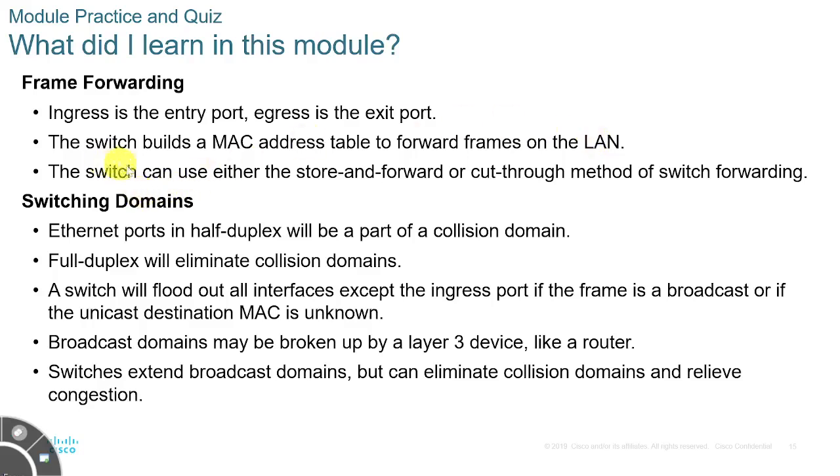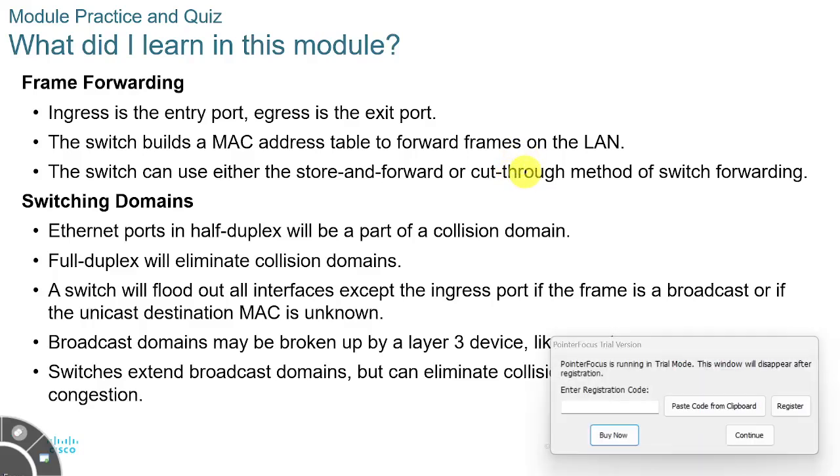And also the switch can use either the store and forward method or the cut through method of switch forwarding. So in this case, we use at least 64 bytes to determine, we don't receive the entire frame, we start after receiving the first part and we determine the destination MAC address. Whenever we have it, the switch will immediately forward the frame.